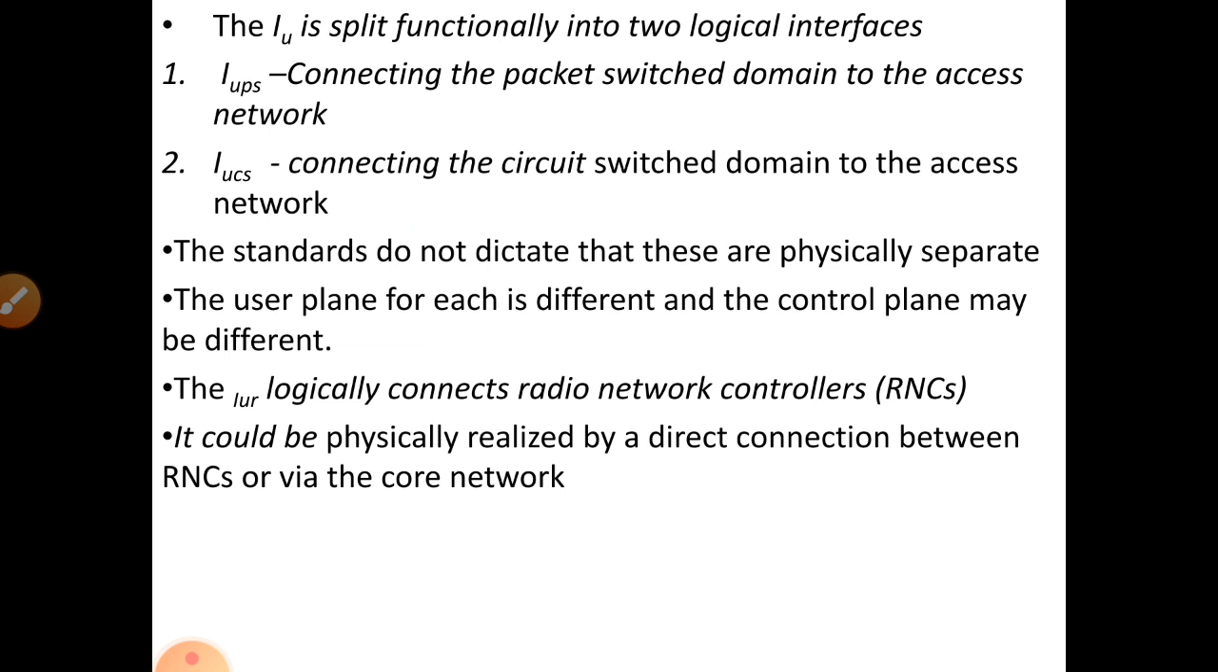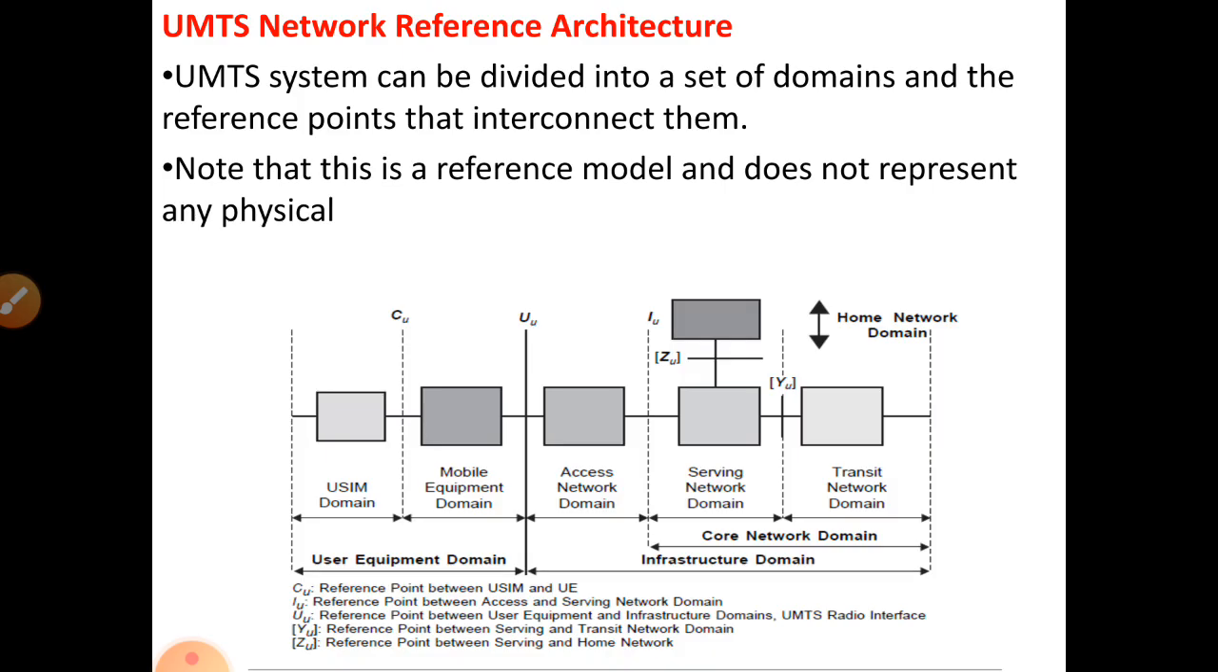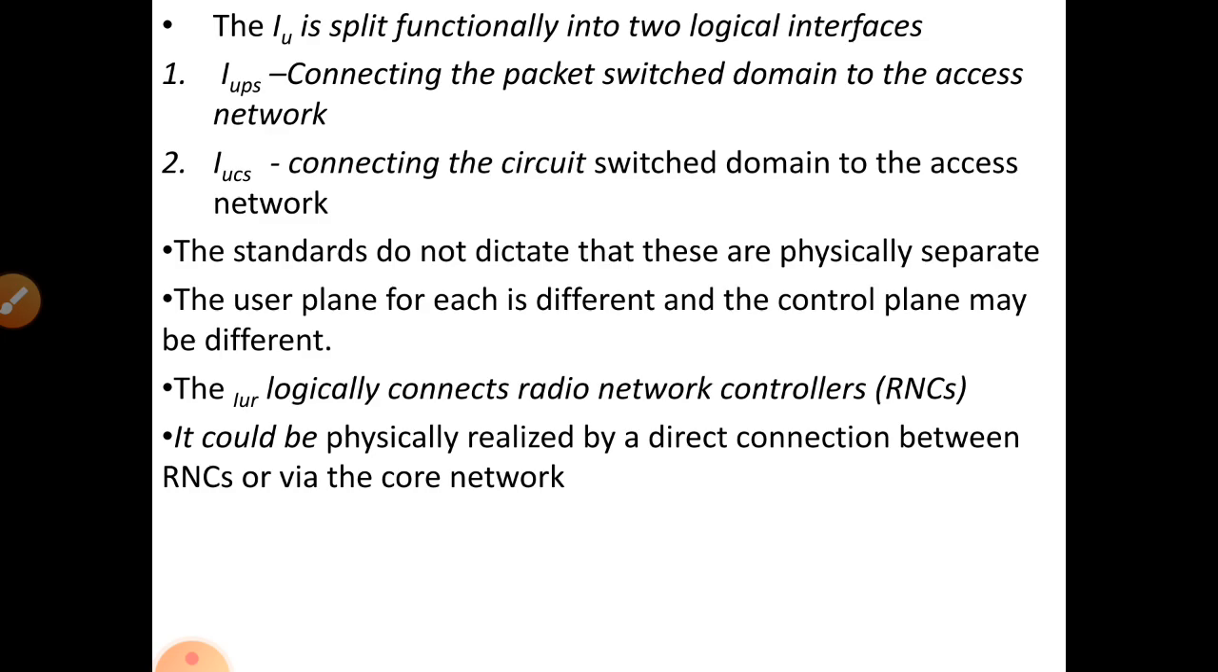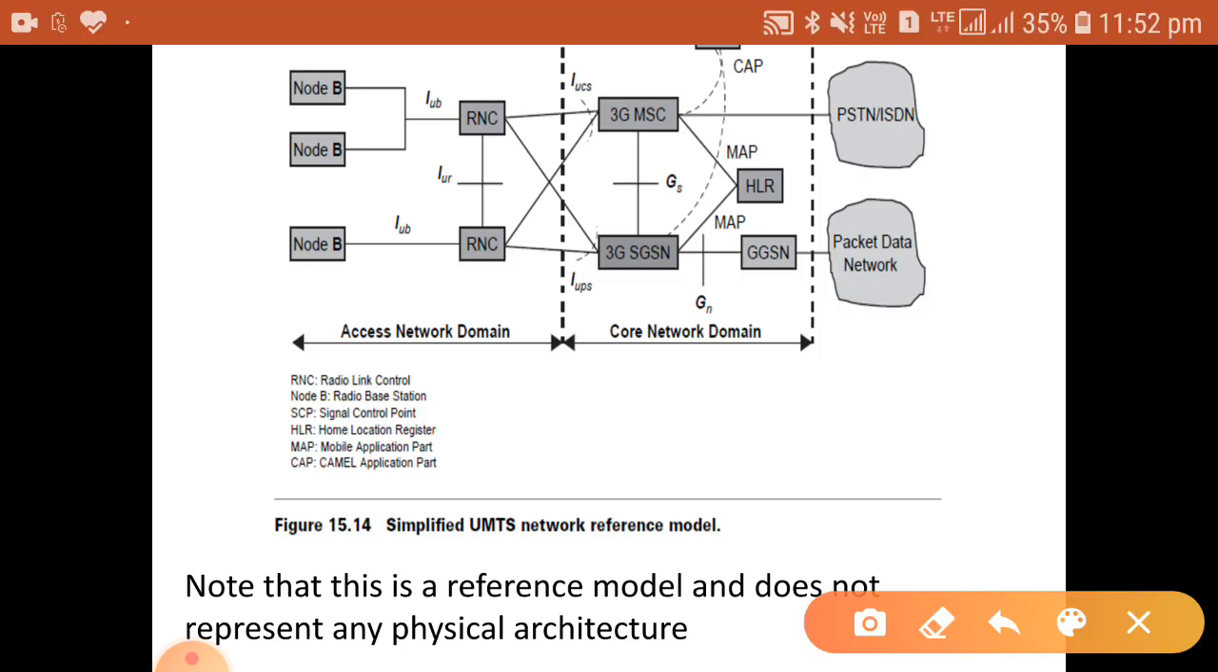So in this condition, first we are going to see the most important one, which will be the IU. In the previous slides, we said that IU is a reference point between the access as well as the serving network domain. So this IU will be split into two logical interfaces. The first interfaces will be IUPS and IUCS. I will show in the diagram. So this will be the IUCS and this will be the IUPS.